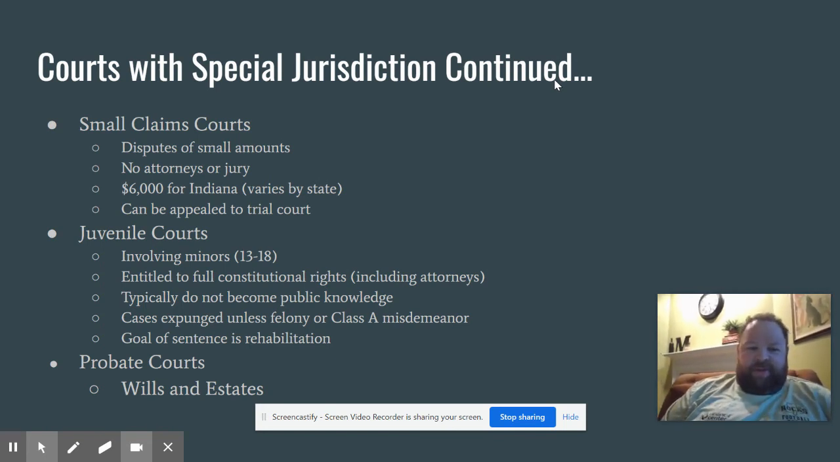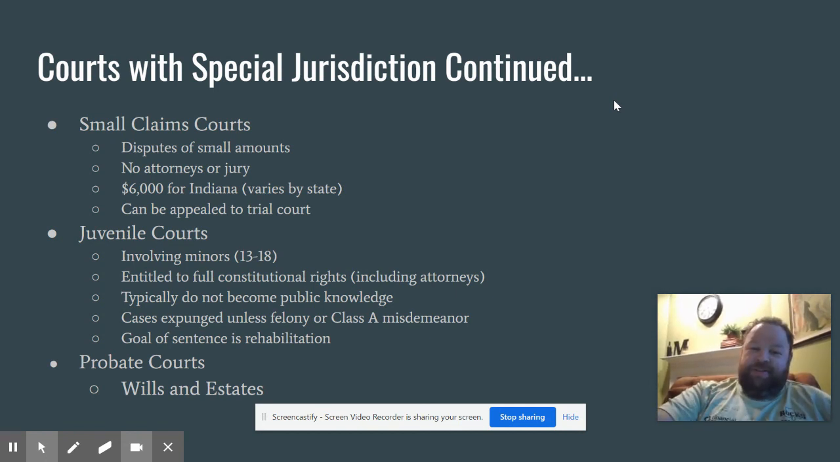Finally, you have the probate courts, which deal with will and estate matters. And those, ladies and gentlemen, are your state courts.